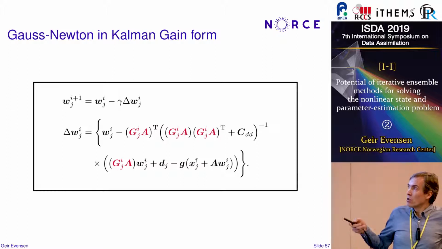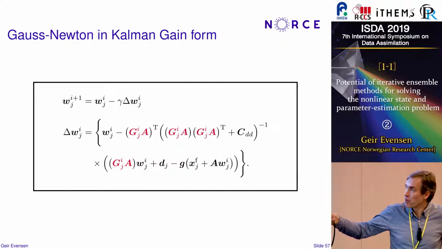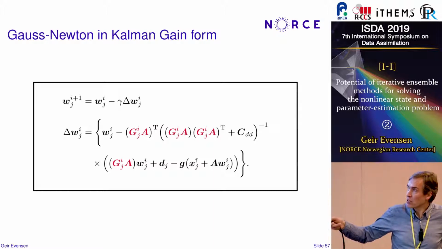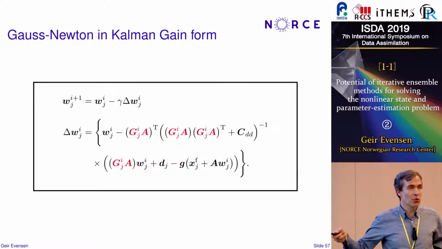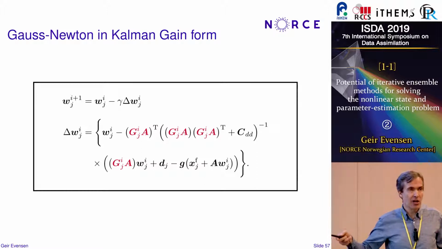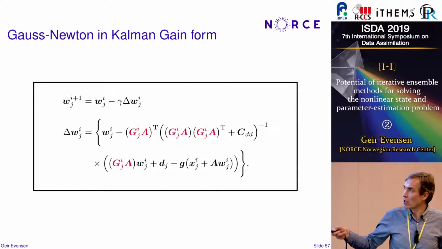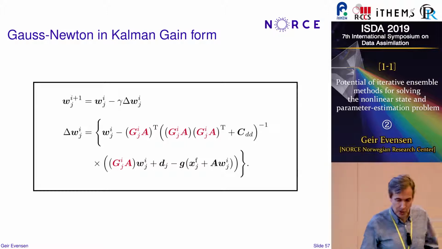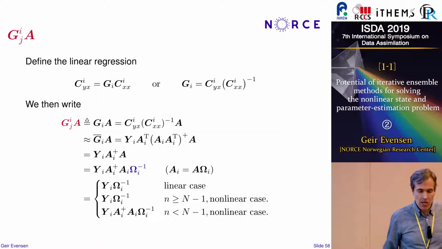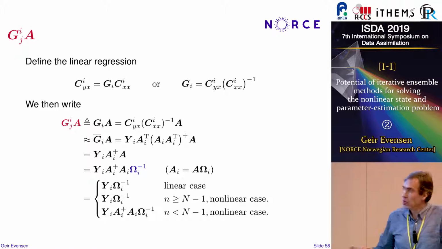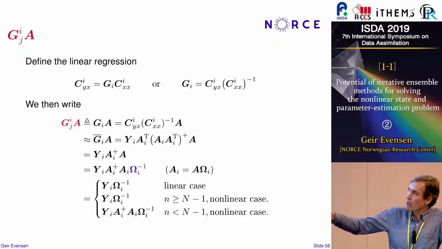OK, so the problem now is this term here. Because this is the derivative, the tangent linear operator of your model evaluated at the current iteration for each realization. And it's not obvious how to do that. Again, you can use adjoints to compute it. But what we do is that we write it like this.